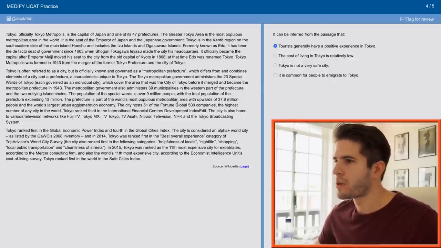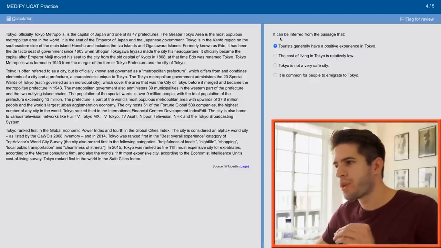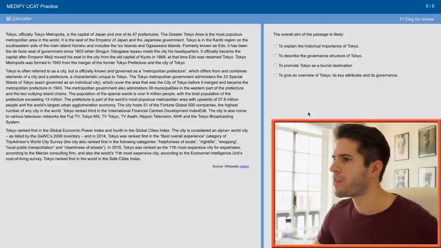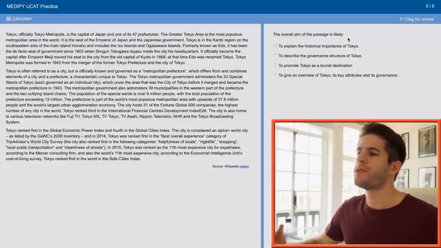I also haven't seen anything about that, even though there might be, but I'm pretty sure this one is right, and I'm just gonna have confidence in myself and move on. The overall aim of this passage is likely... Ooh, these questions are good.